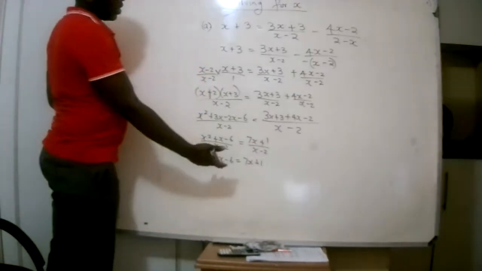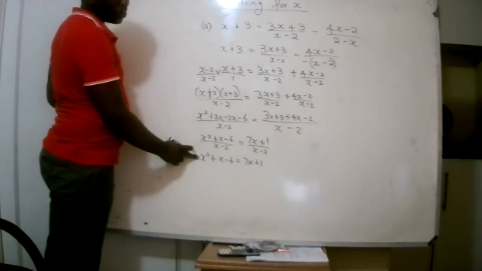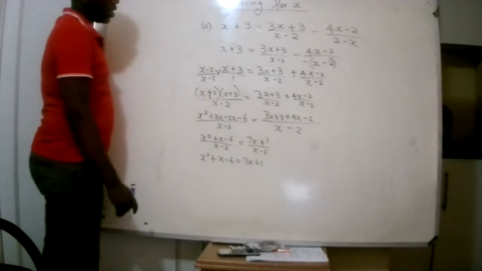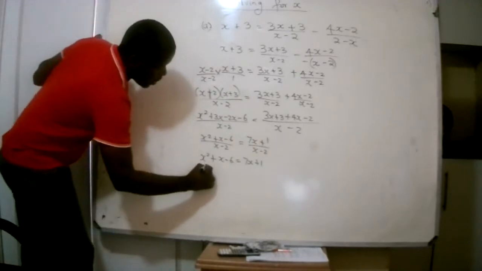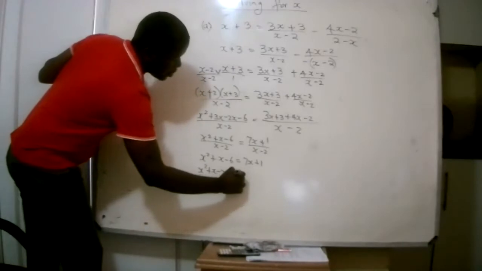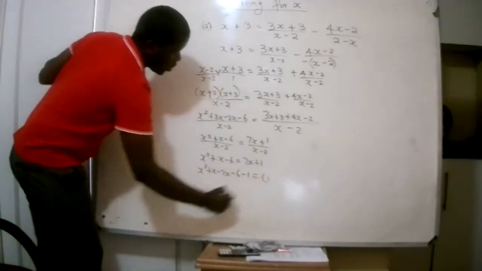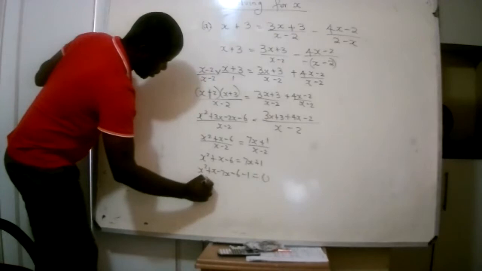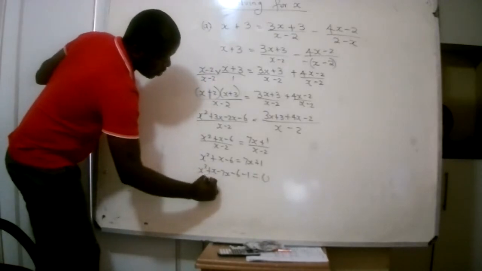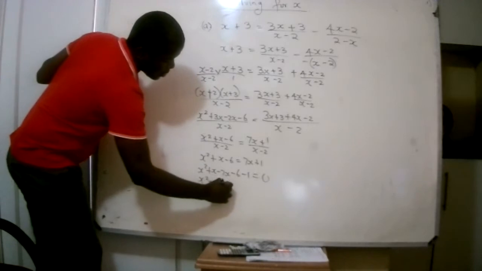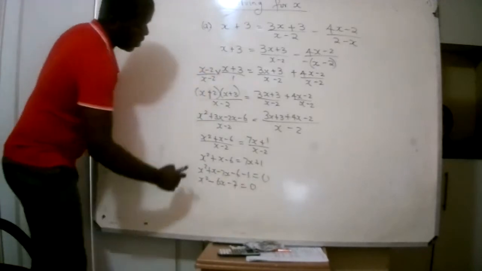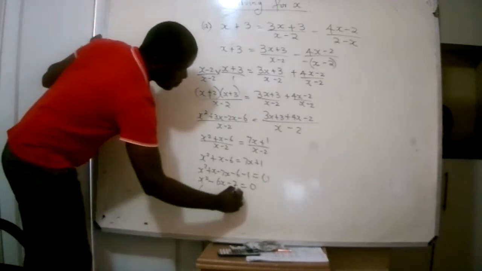Then now it's easy to deal with this expression that we have there. You just have to take what you have on the right-hand side and take it to the left-hand side. That will give you x squared plus x minus 7x minus 6 minus 1 equal to 0. When you add the like terms, you're going to get x squared minus 6x minus 7, which is equal to 0. Then now we can factorize.